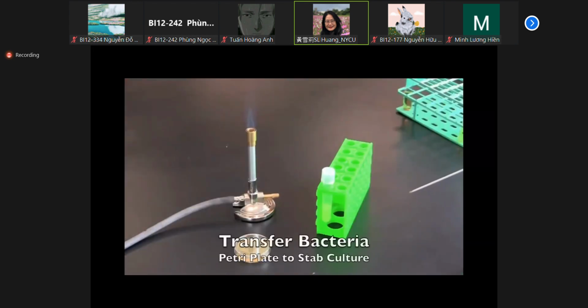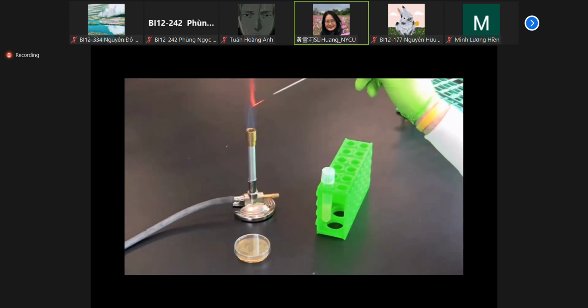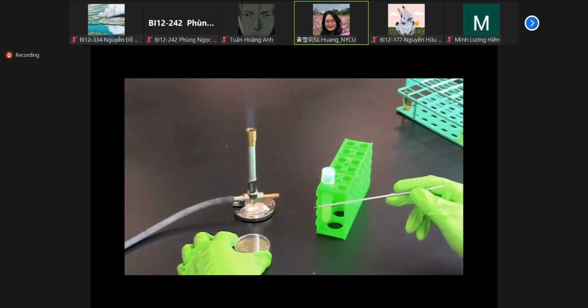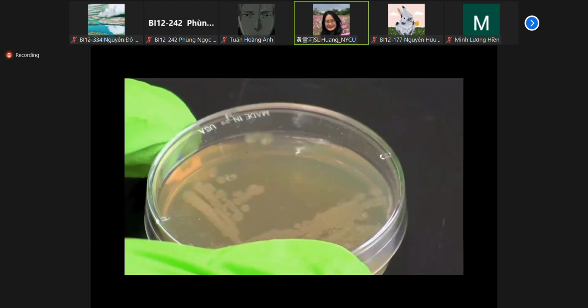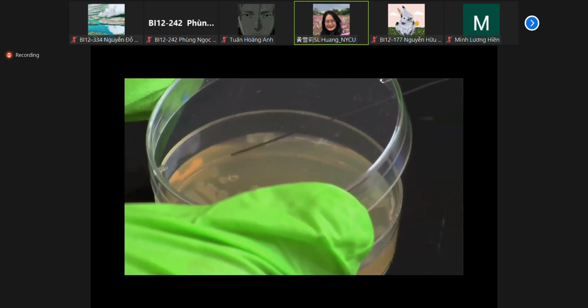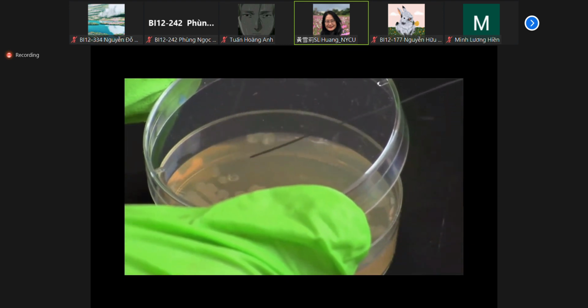In this section, you will learn how to transfer bacteria from a petri plate to a stab culture. Start by sterilizing an inoculation needle by passing it through a flame. Allow the needle to cool. You can test for coolness by tapping the needle in a clear area on your agar plate. While holding the lid as a shield, gently rub the inoculation needle over a single colony.